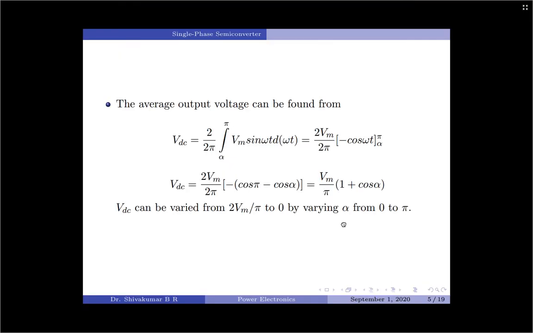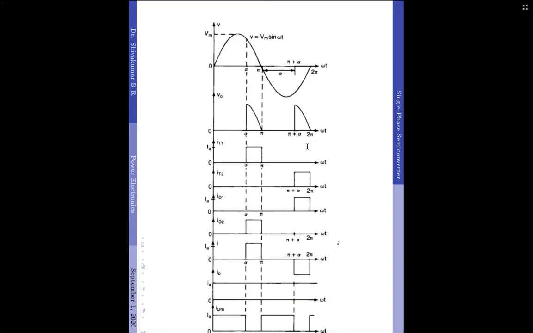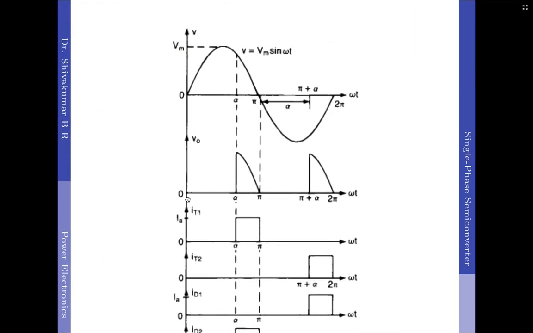Now finally, coming to the mathematical aspects, we will start with the average output voltage. Now let us go back and check the average output voltage for the semi-converter. Now you have two waveforms in each half cycle of the input supply.